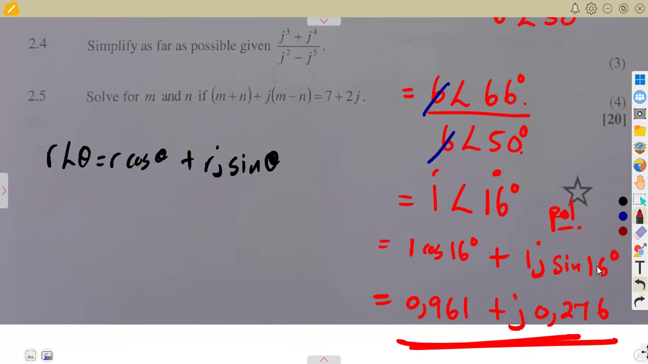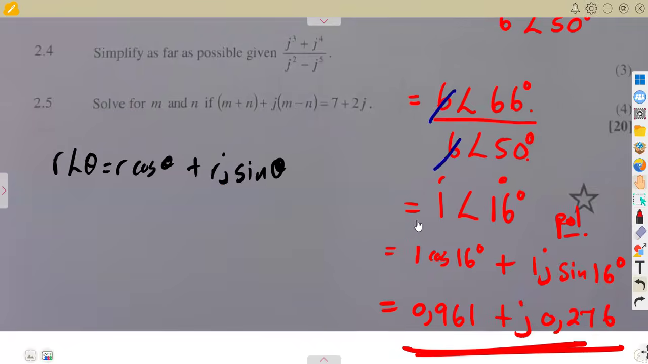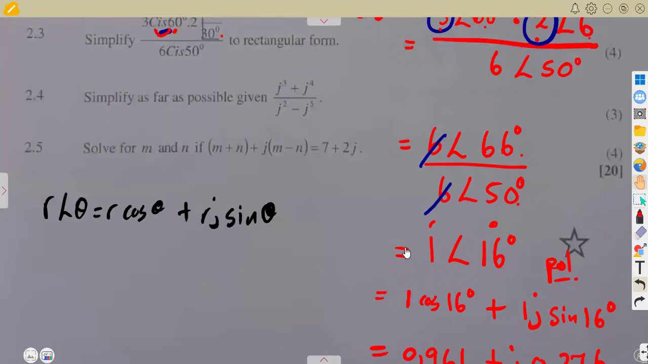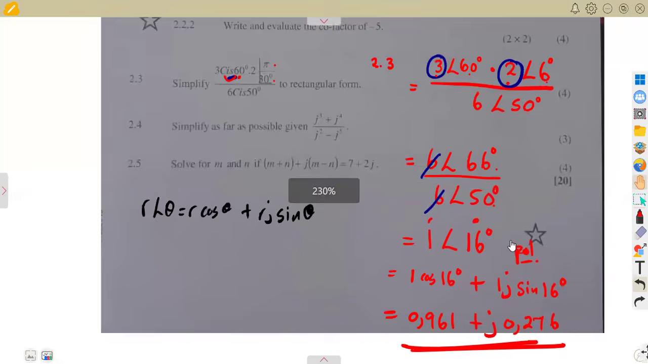So this is the rectangular form. Actually, that is what you're given. There are 4 marks for that.